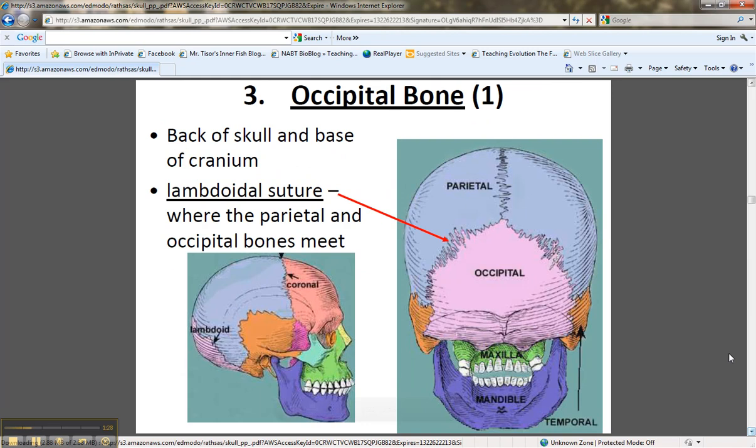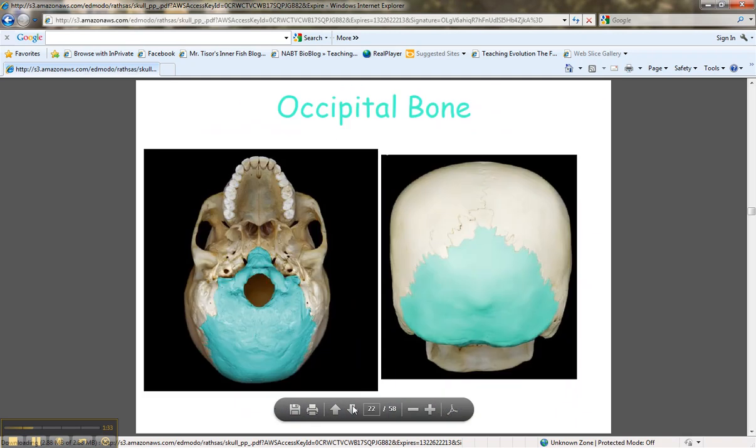This is the mandibular fossa. Whoa, what just happened? I don't know what I just did. I just went too far, too fast.